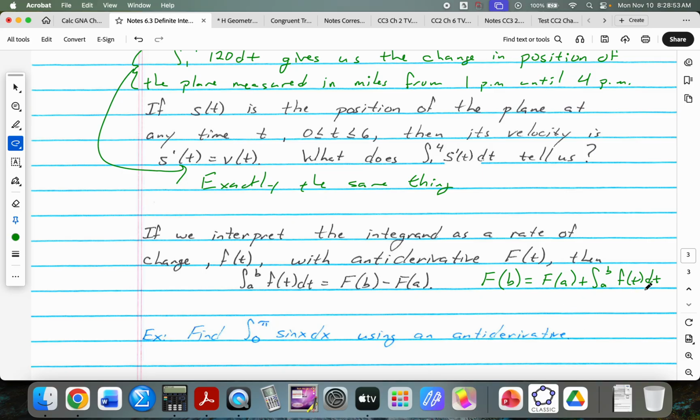I like this because it reminds me of point slope. F of a, where did you start? Where did capital F start? And then the integral tells me how much capital F changed on the interval from a to b.